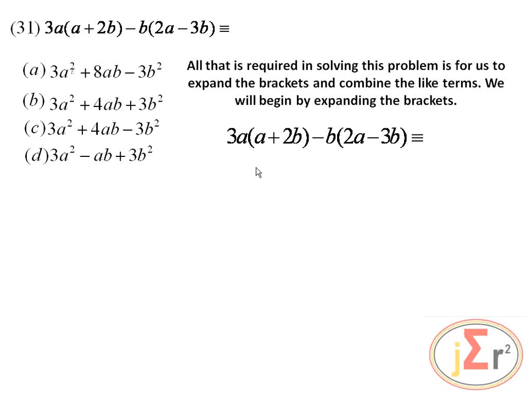We say 3a multiplied by a, and that will give us 3a squared. Then 3a multiplied by 2b will give us 6ab. Continuing, we take negative b multiplied by 2a, we get negative 2ab, and negative multiplied by negative is positive, so a positive 3, no doubt, b multiplied by b is b squared, and that is what we have right there.